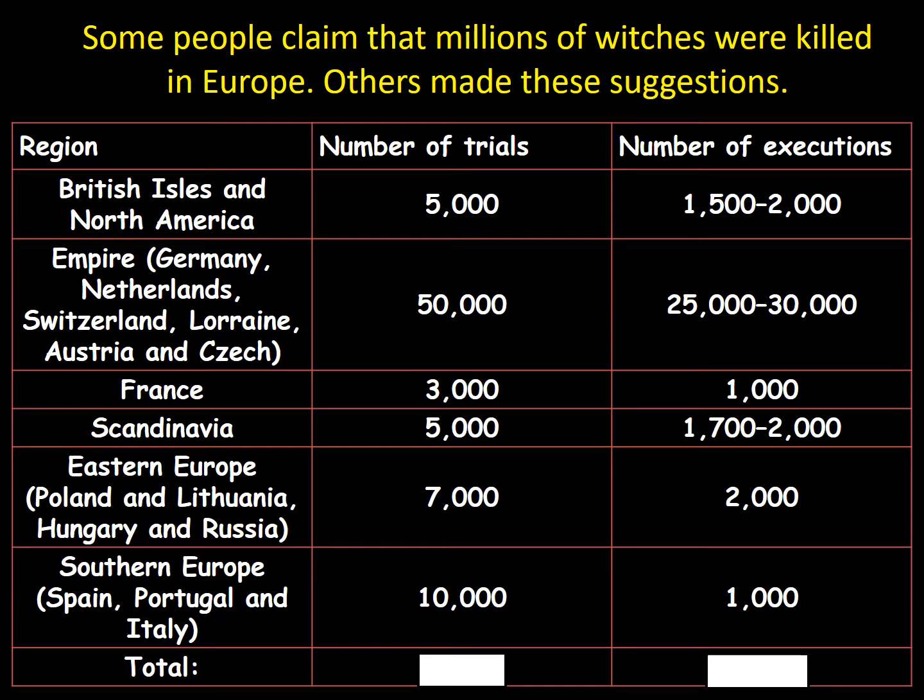Eastern Europe, so Poland, Lithuania, Hungary, Russia. 7,000 trials with about 2,000 executions. And then Southern Europe, so places like Spain, Portugal and Italy. 10,000 trials and number of executions 1,000.